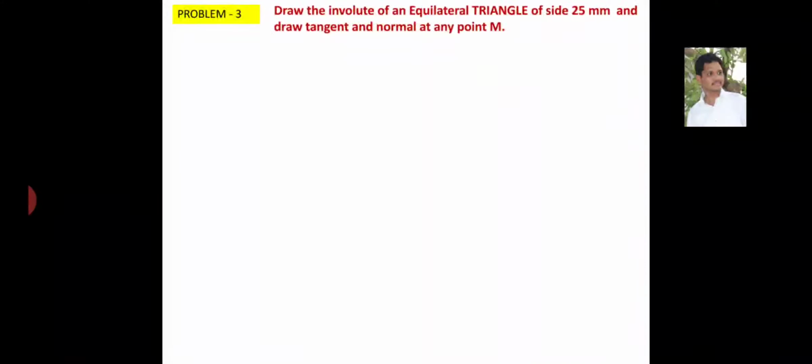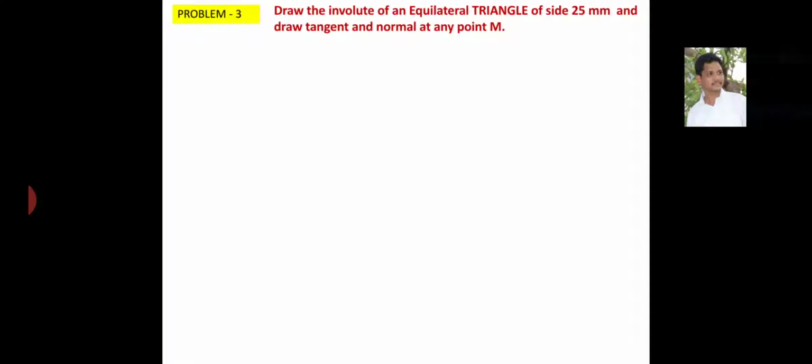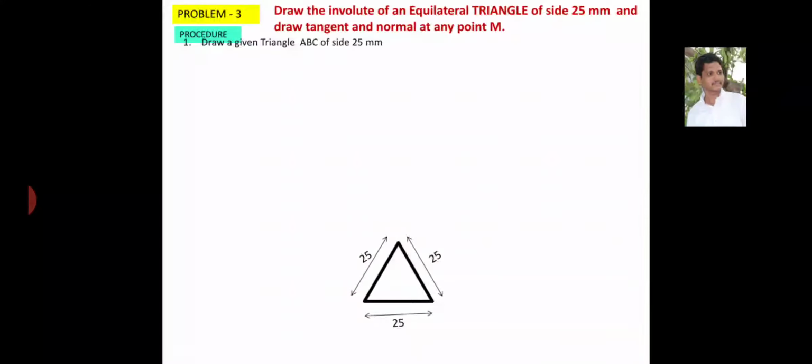Now coming to another problem. Draw the involute of an equilateral triangle of side 25 mm and draw tangent and normal at any point M. So in this case you have to construct the involute for an equilateral triangle. Each side is 25 mm. First of all you have to construct an equilateral triangle of side 25 mm, with equal sides of 25, 25 and 25.